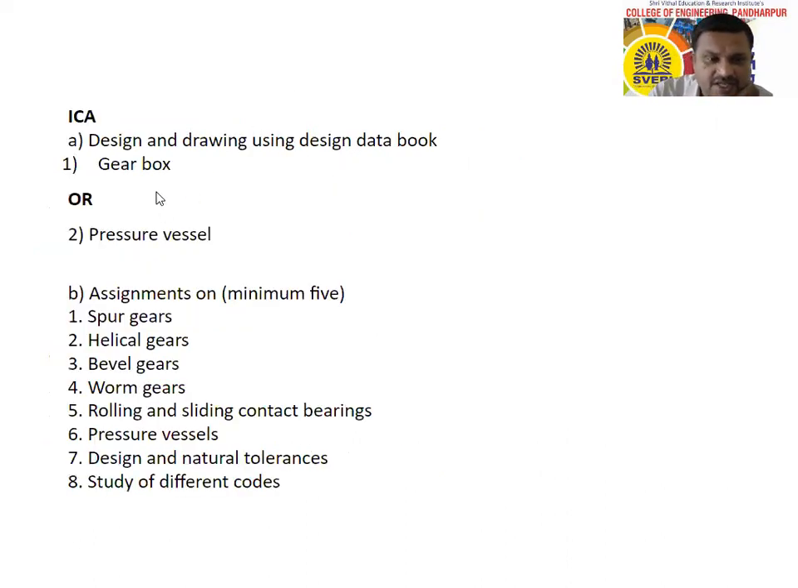Now, ICA means your term work, internal continuous assessment, design and drawing using design data book. First is gearbox or pressure vessel. We are going to study pressure vessel. We are not going to study gearbox for our division. For other divisions I do not know, but pressure vessel I am going to take. It is very simple. Only the drawing is complicated. Therefore, we will see the drawing. I will circulate the drawings to you. You can draw the drawings on sheet.